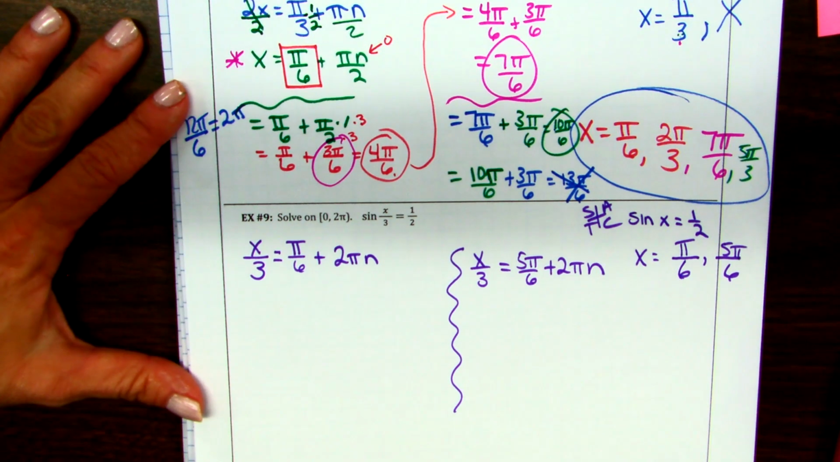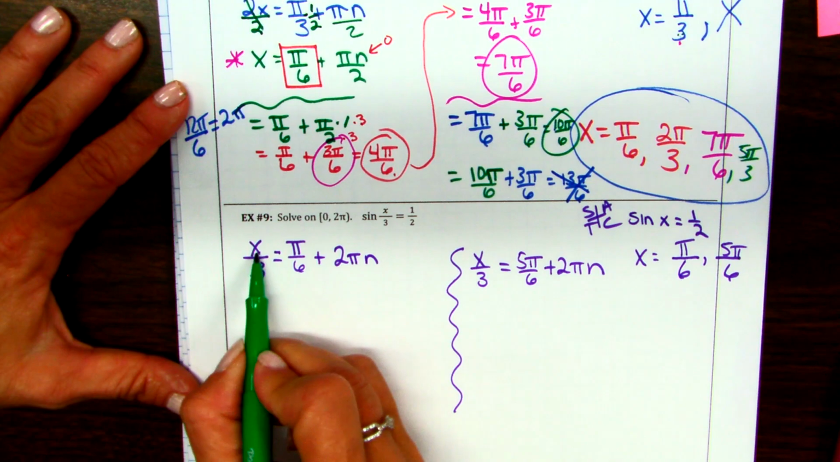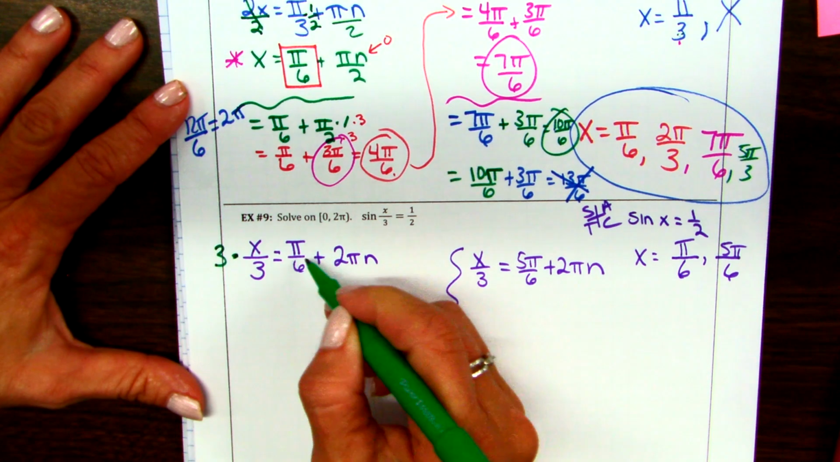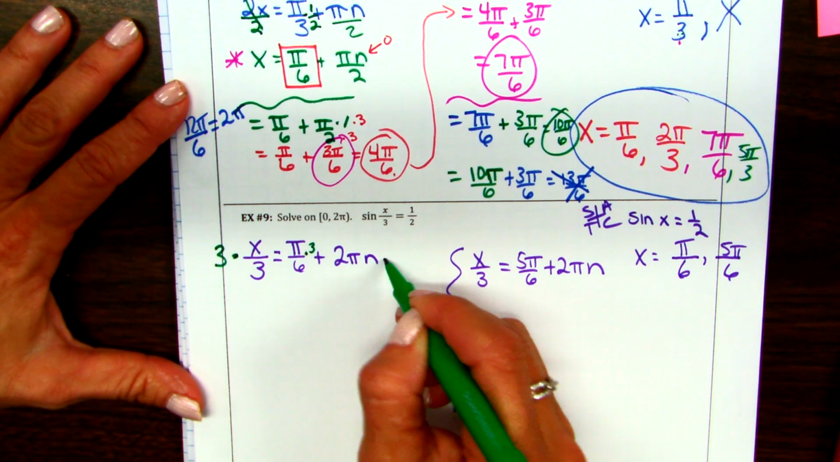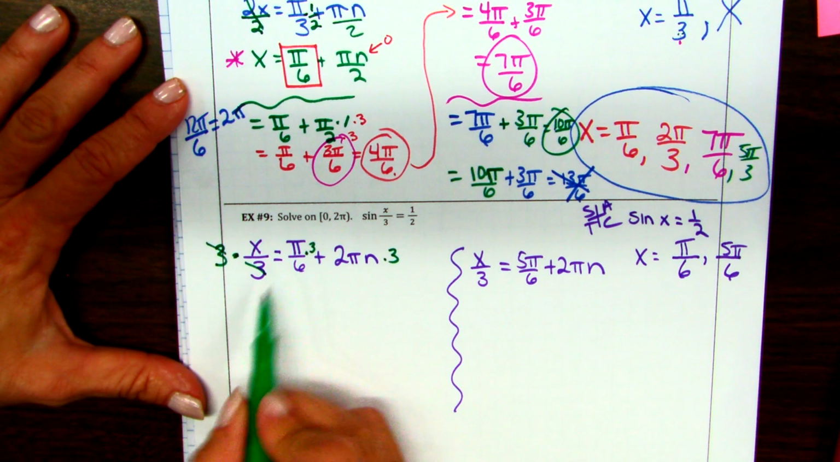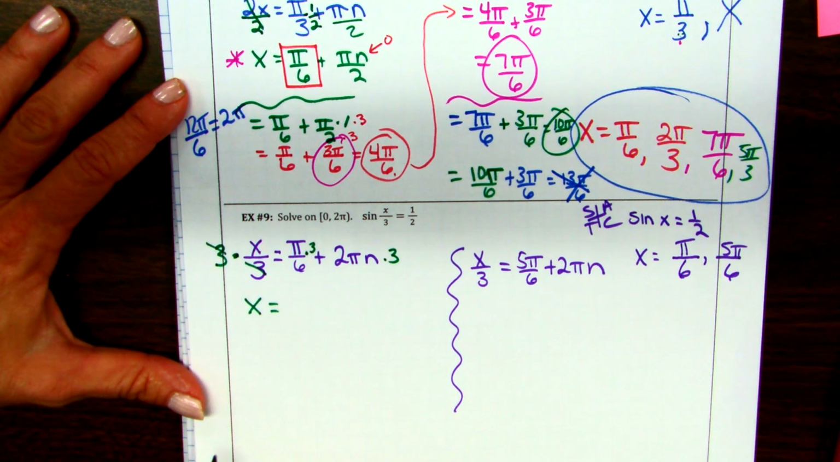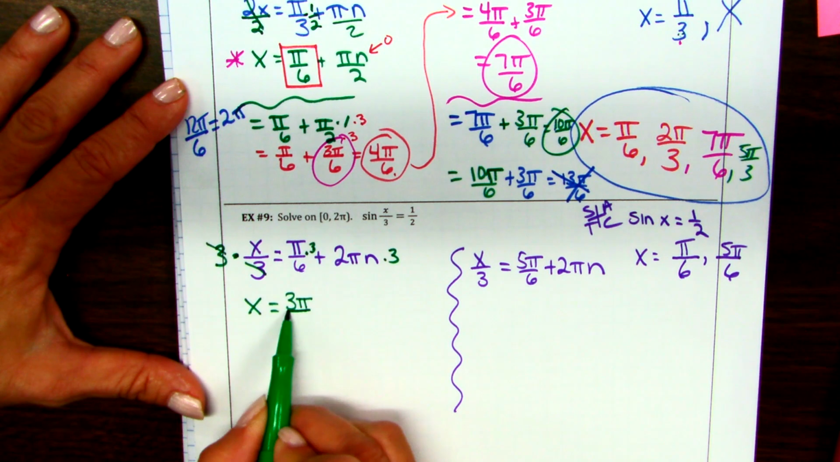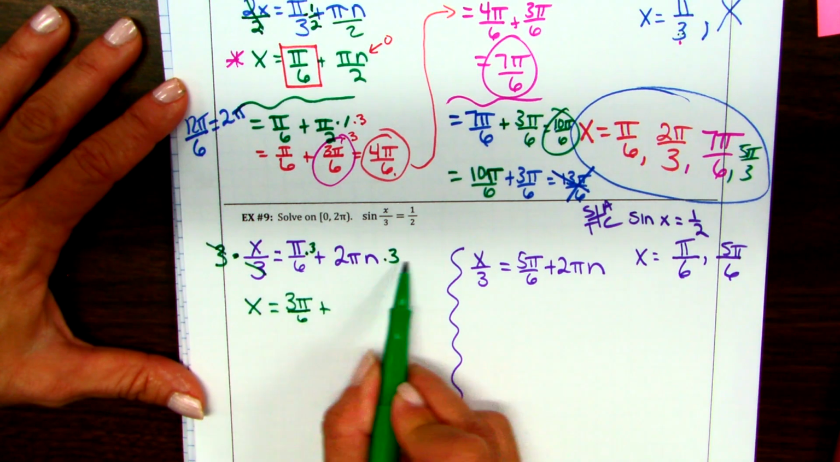And now we solve. So I have to get x by itself. This is x divided by 3. So I'm going to multiply by 3, multiply by 3, multiply by 3. 3's cancel. x equals 3 pi over 6 plus 6 pi n.